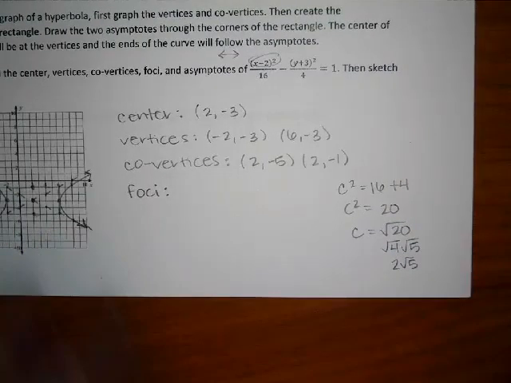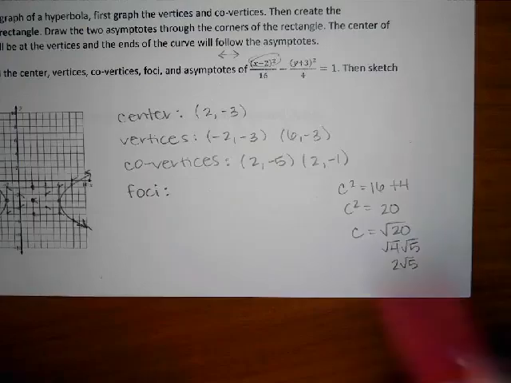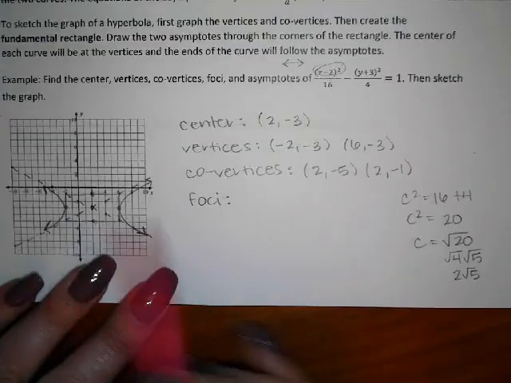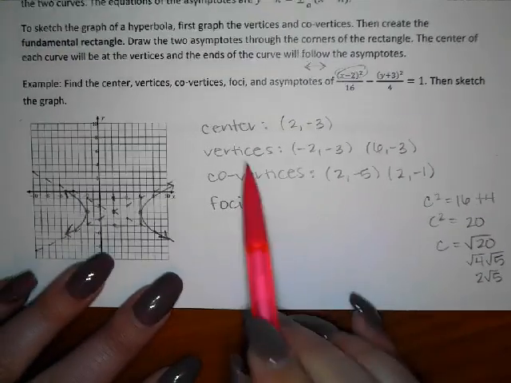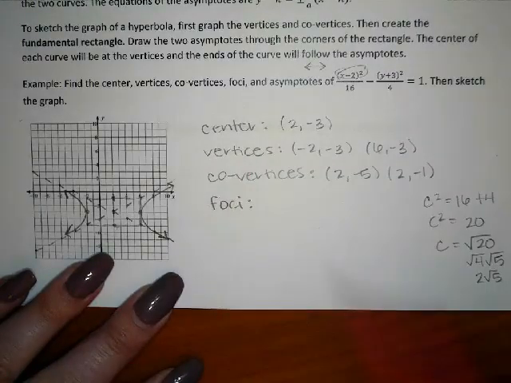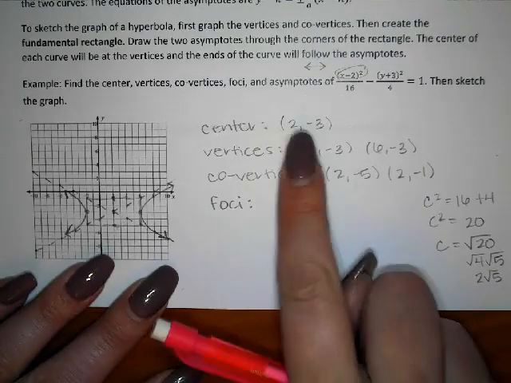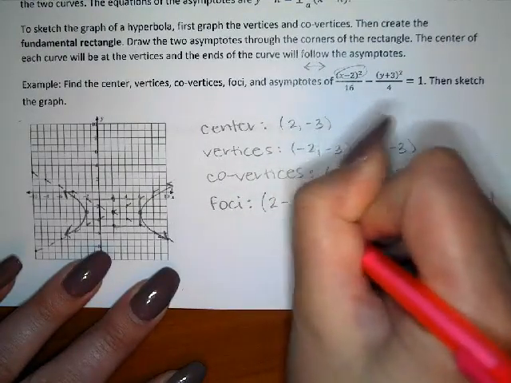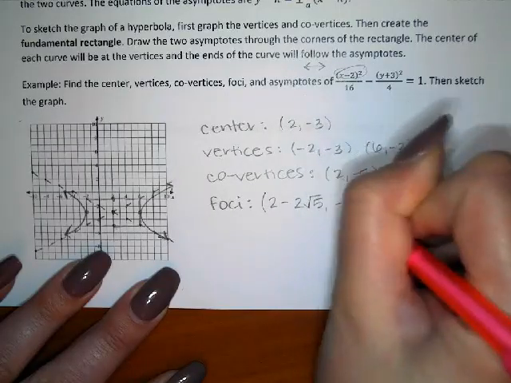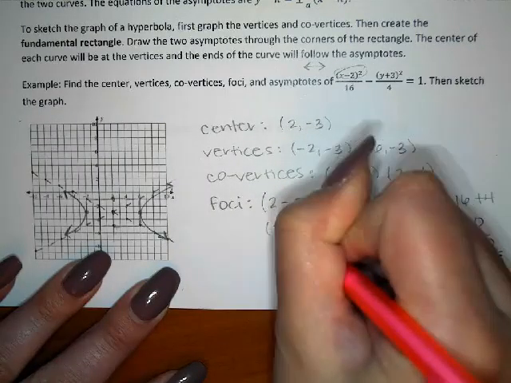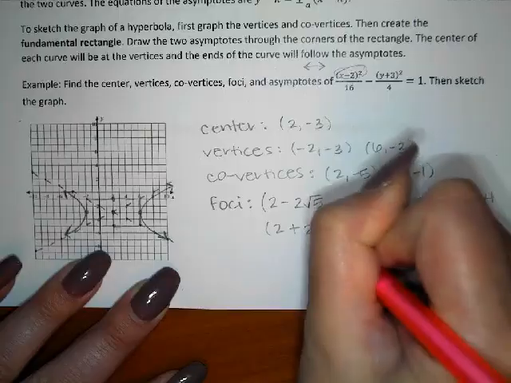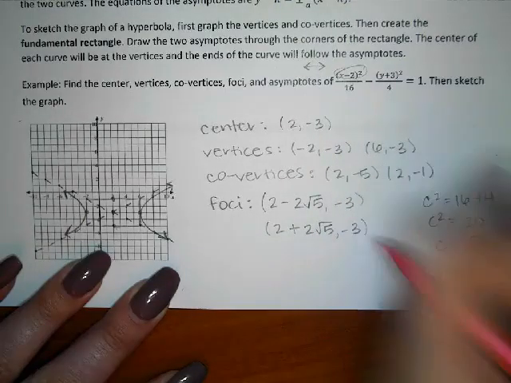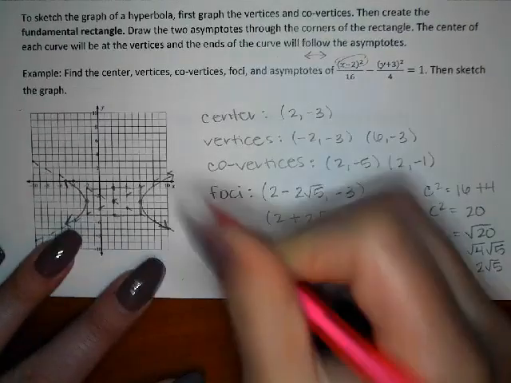And the foci is in line with the vertices. So since the vertices go left and right, the foci are also going to go left and right. And they're going left and right this amount from the center. So we're going to go to left 2 root 5, and then to right 2 root 5. Okay. All right. Now for the asymptotes.